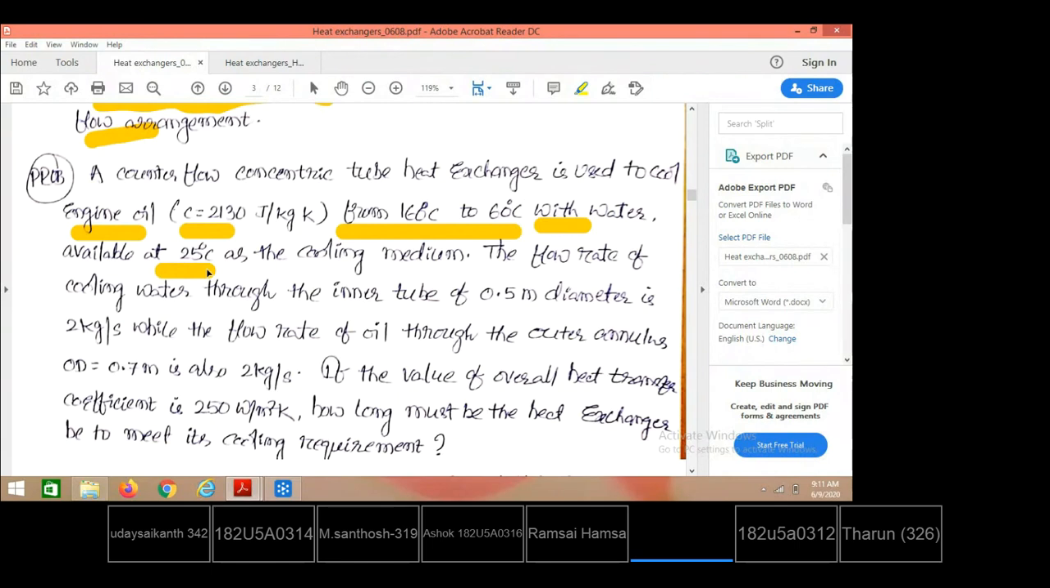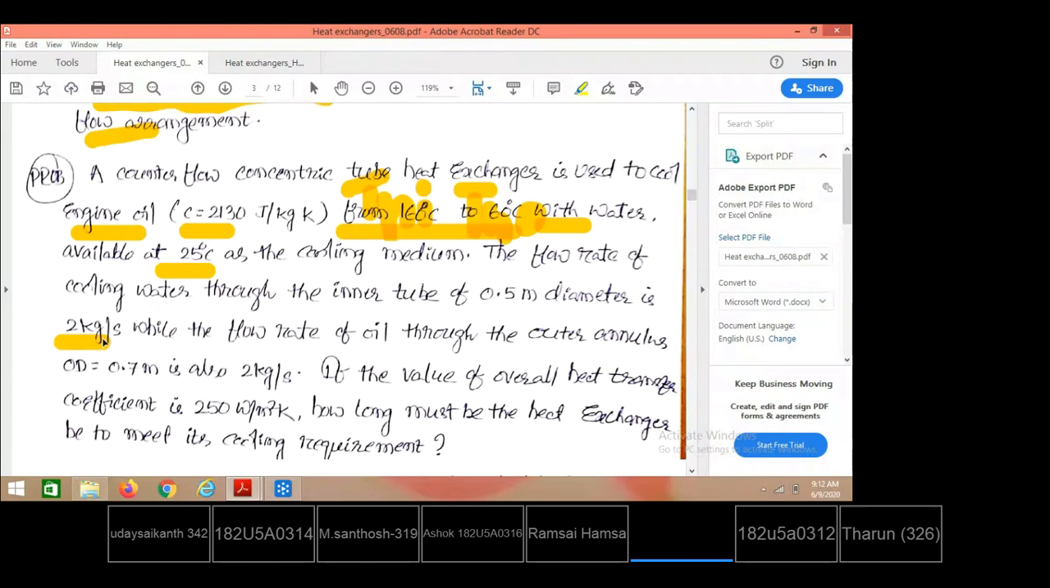So the fluid which is considered as hot fluid is engine oil. The hot fluid inlet temperature is given. This is THI, whereas this is TH naught. Then water is considered as a cold medium, available at TCI, that is 25 degrees centigrade. The flow rate of cold water, that is MC dot, is given as 2 kg per second.